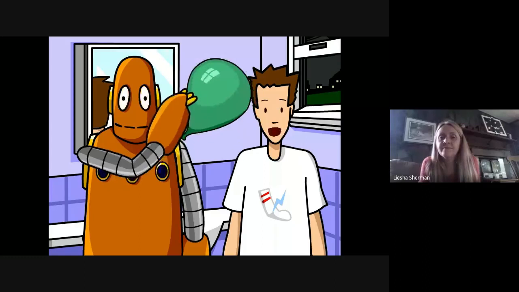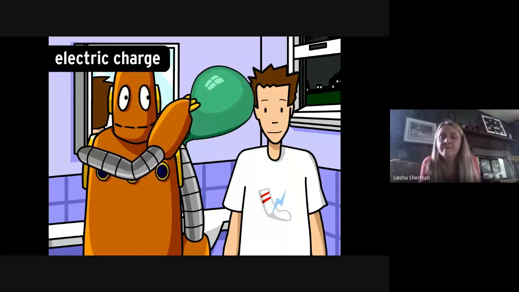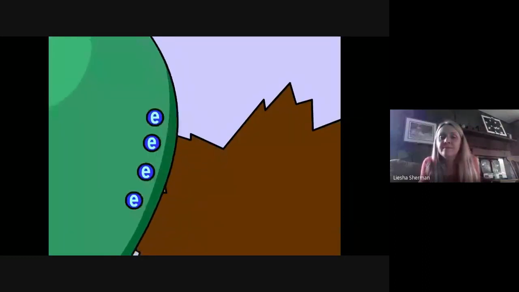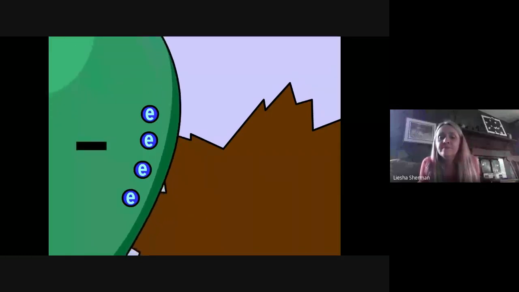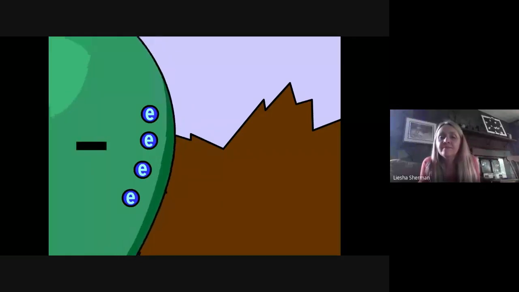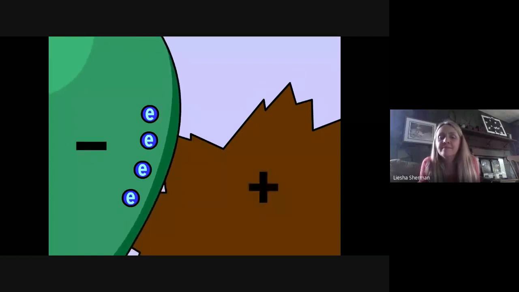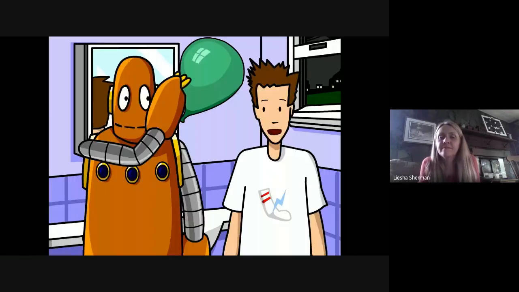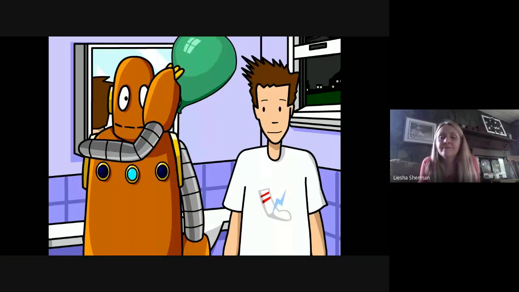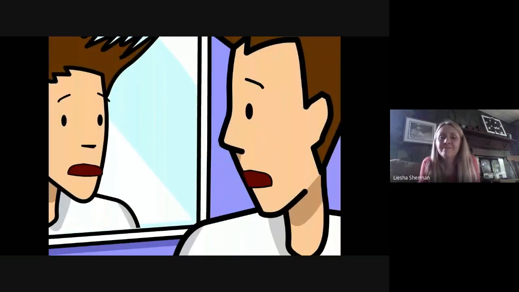Right now, Moby's building up an electric charge. The rubbing makes the balloon pick up electrons from my hair, giving it a negative charge. Because my hair loses those negatively charged electrons, it gets a positive charge. And the negatively charged balloon attracts the positively charged hairs on my head. Because opposites attract, right? I think it looked better before.